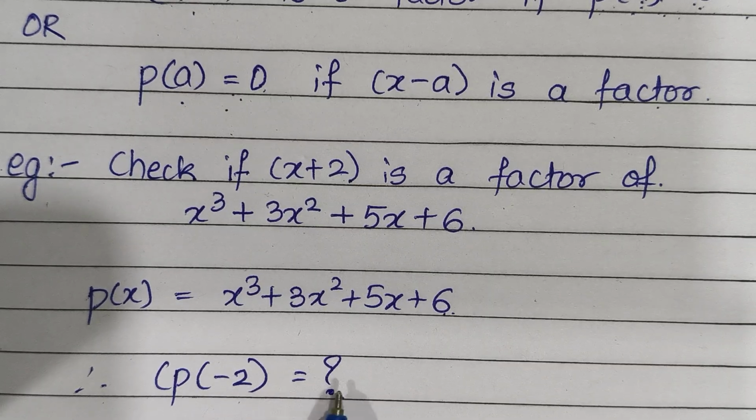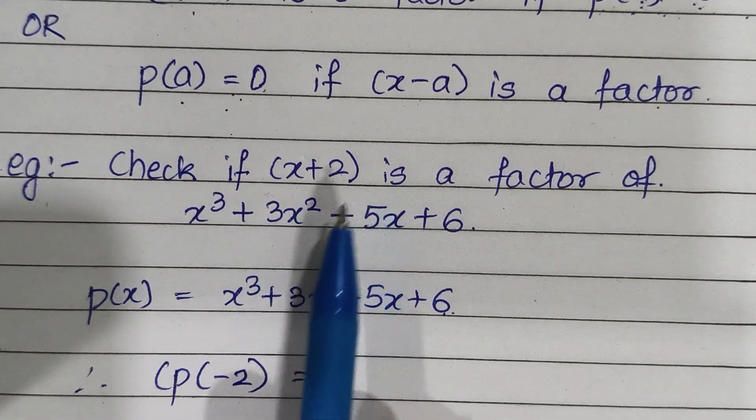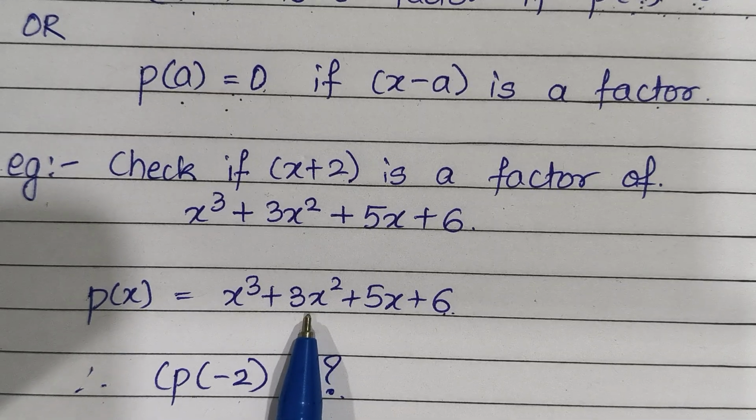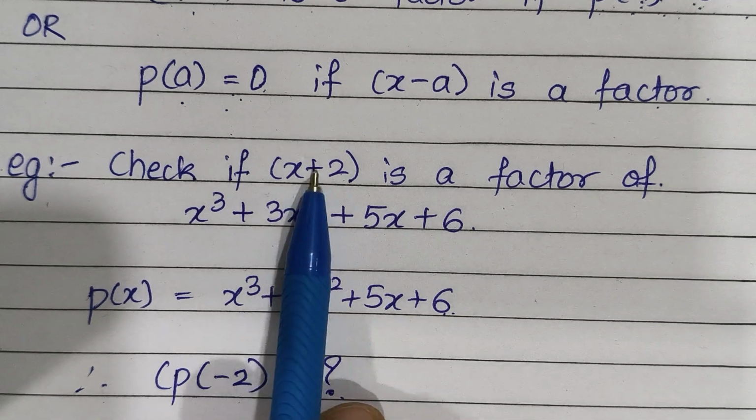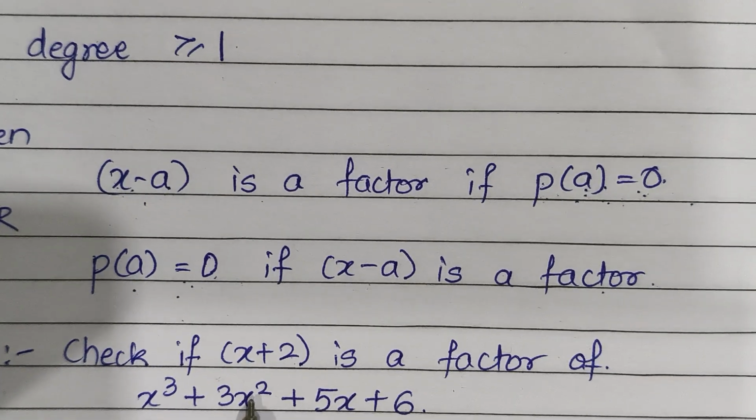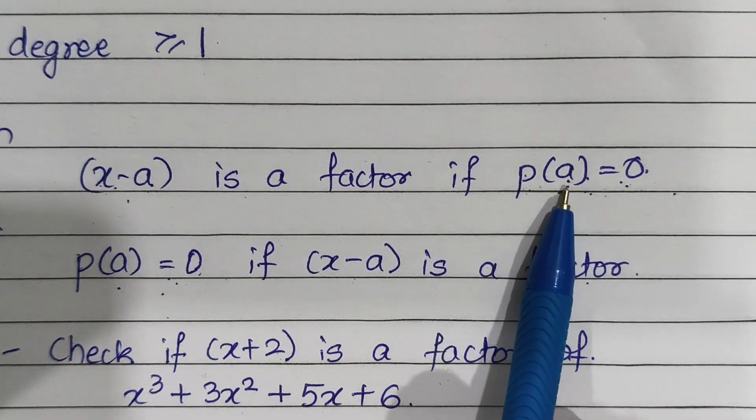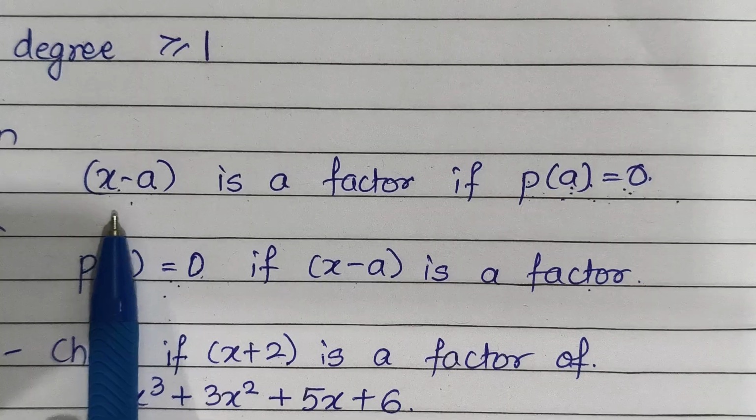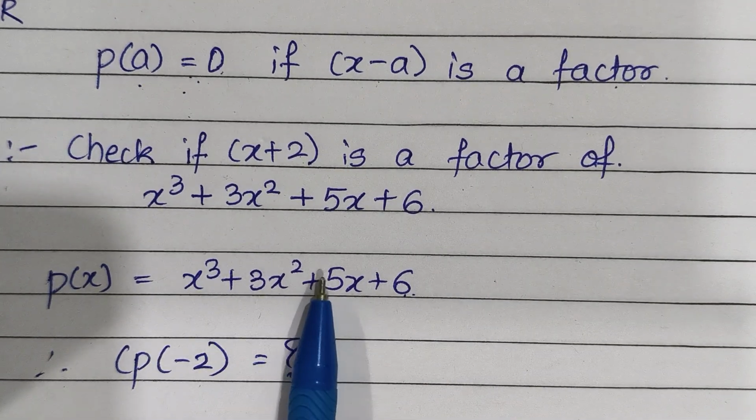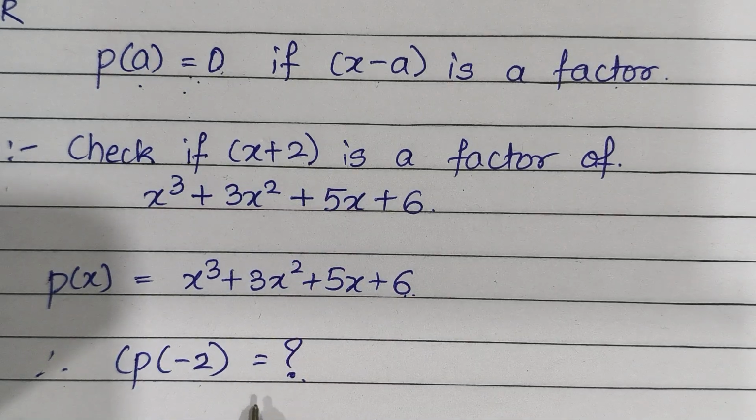If p of minus 2 is 0, then we can say that x plus 2 is a factor of p of x. Okay. So let us see. But one more question. Why did we take p of minus 2 and not p of 2? Remember, I had told you here that if x minus a is a factor, then we substitute p of a. That is, we take the negative of the factor given. So instead of taking p of 2, we have taken negative of the factor, that is p of minus 2.